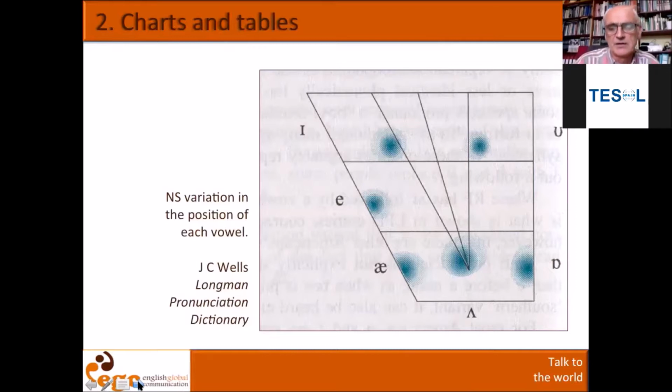And the value of this is I'm telling students, okay, don't get too hung up. There's lots of space for your particular way, as long as it doesn't get too close to a neighboring sound like e or like a, for example.